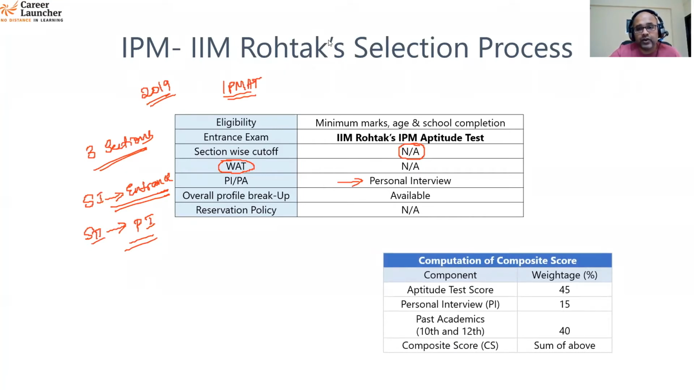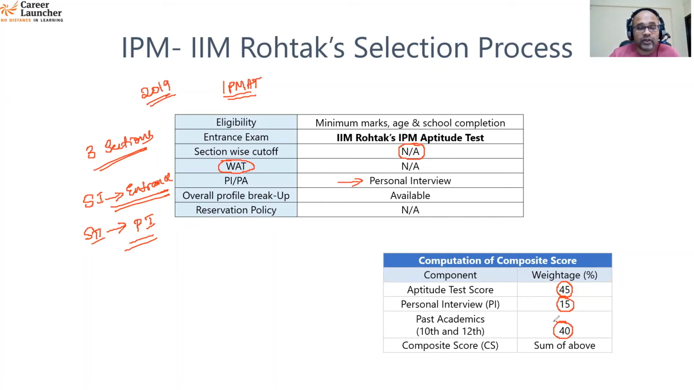The aptitude test score, basically the score you got in the entrance test, has a weightage of 45%. I already explained the meaning of weightages in the IIM Indore video. Personal interview weightage is 15%. And 10th and 12th is very high. This is something to be taken very seriously. Your 10th class and 12th class scores, which are already done for you, play 40% weightage in your selection process, whereas the interview plays only 15% and the aptitude test plays 45% weightage.